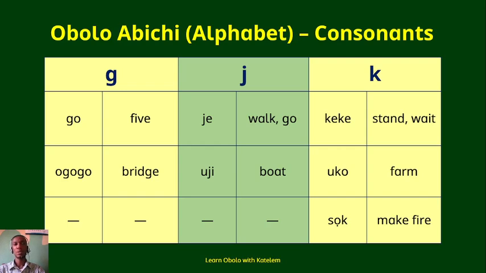The next consonant is K, which can appear at the beginning, the middle, and even at the end of a word. Keke means stand, also means wait. Uko is farm. When you go to your farm, you are going to ko in Obolo. Then sok means to make a fire.